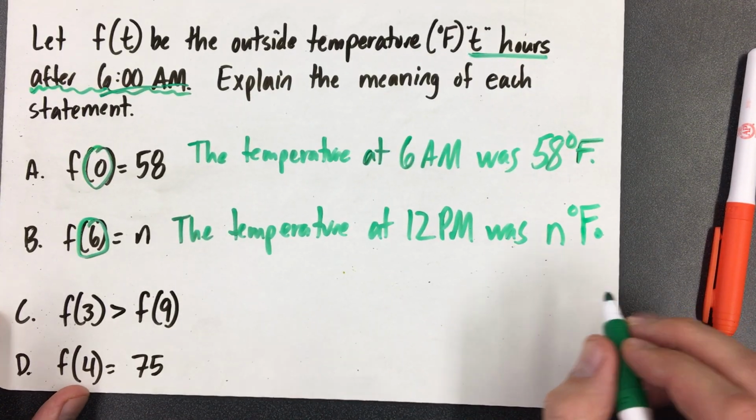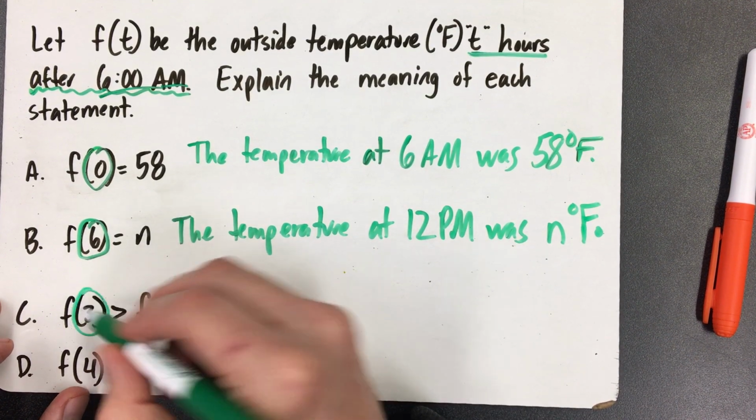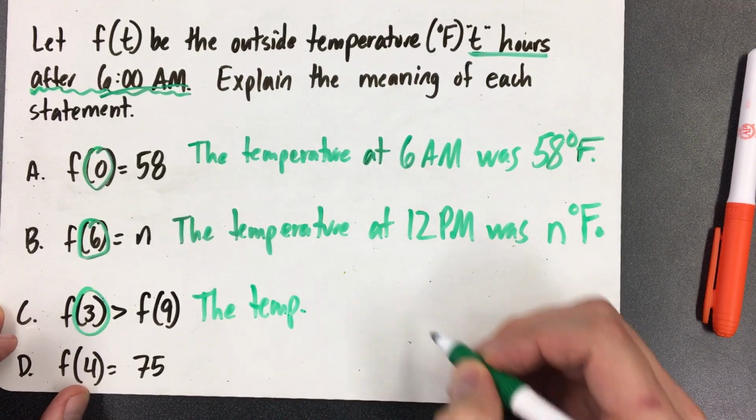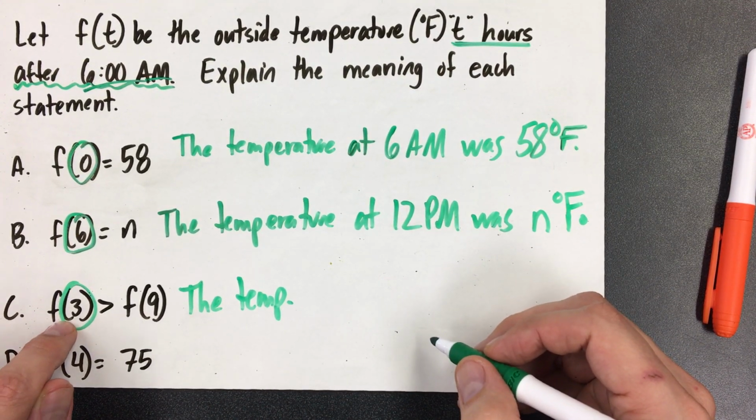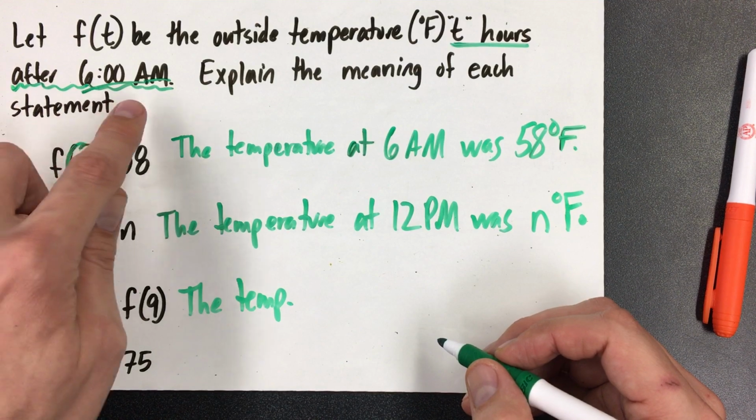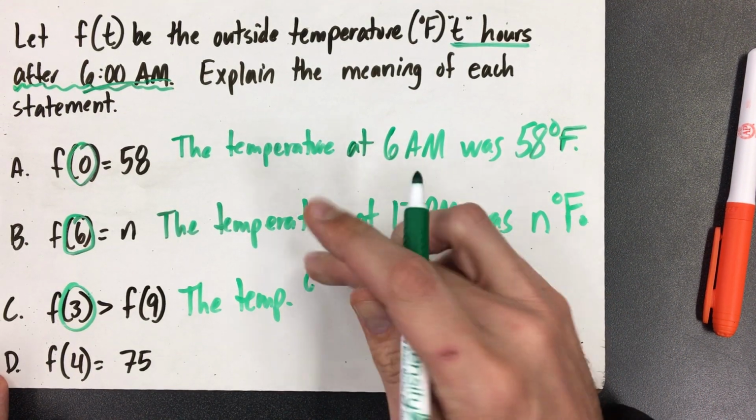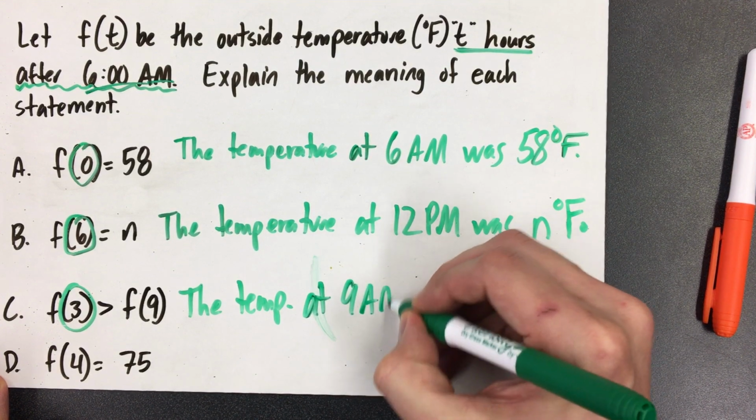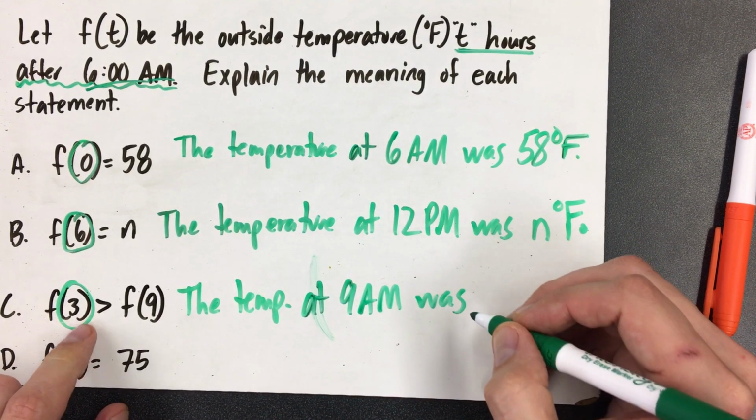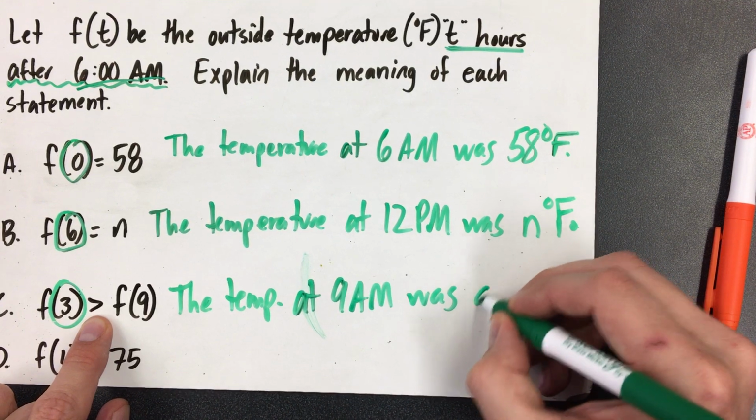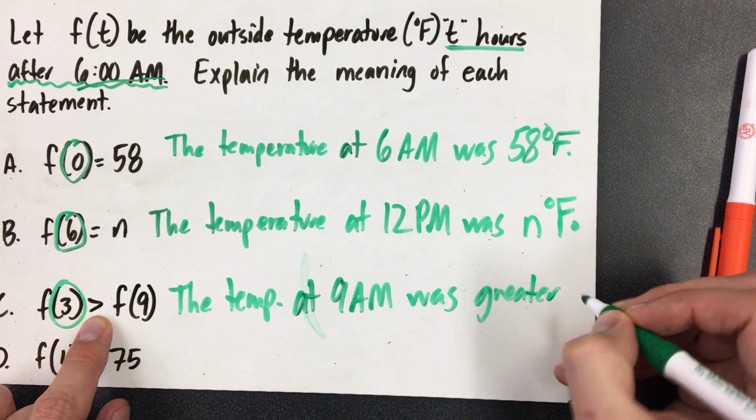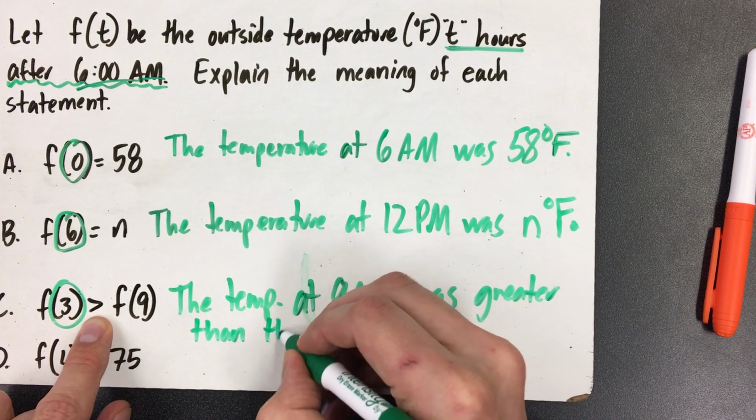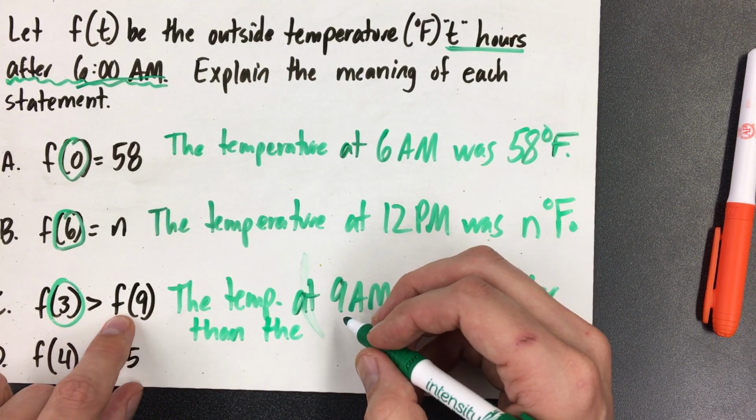The one down below it here, where it has f parentheses 3. Okay, this means the temperature, I'm just going to put temp to save time. The temperature 3 hours after 6 a.m. 3 hours after 6 a.m. would be 9 a.m. Temperature at 9 a.m. was, oh, now we have a statement, was greater than, okay, this is kind of weird. I've never really done an inequality before. Was the temperature, what is it greater than? It's greater than f of 9.